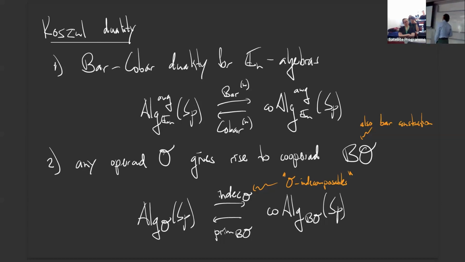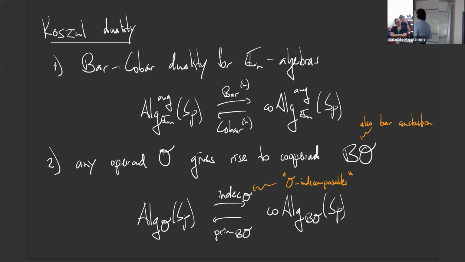Anyway, so you have this indec functor. It has a right adjoint, which again is given by a completely dual construction, and I'm calling that primitives of BO coalgebras. So this is something you can always do for any operad. In particular, you could do it for the En operad, and you could ask, well, what's going on? Why do I have two duality theories for En algebras?